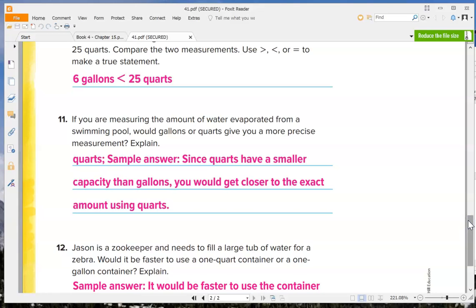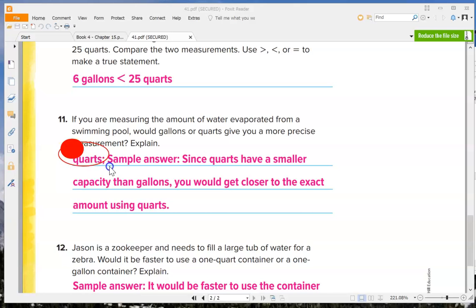Now, if you're measuring the amount of water evaporated from a swimming pool, would gallons or quarts give you a more precise measurement? The more precise measurement is always going to be the smaller unit of measurement because it's going to be closer to a whole amount. I think yesterday in the lesson I showed you where we were doing precision and you ended up with either a decimal or a whole number. And if you end up with a whole number as your unit of measurement, it's a little bit more precise. So here it says quarts.